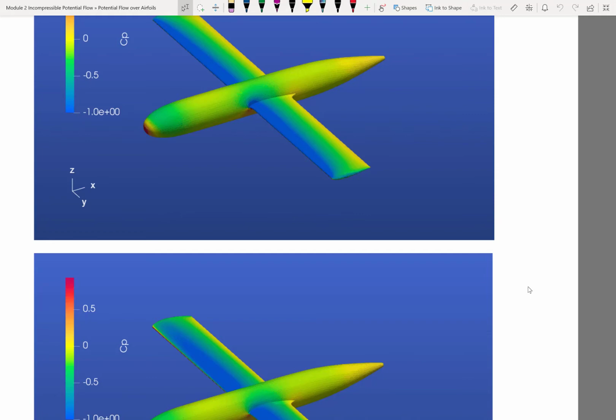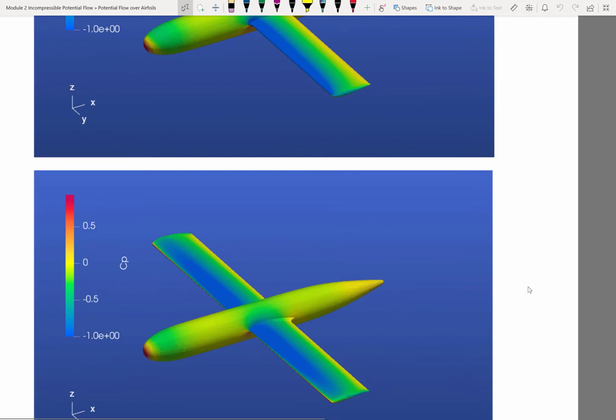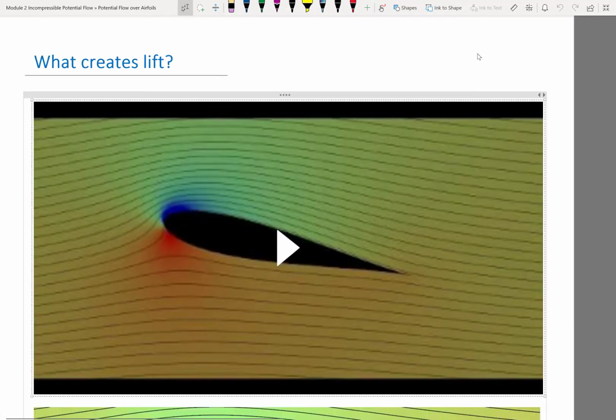But where that primary suction is depends critically on the shape of the airfoil. So for this airfoil, the primary suction is near the leading edge. But for this airfoil, the primary suction is still closer to the leading edge than the trailing edge, but it is less close to the leading edge than for the symmetric airfoil, right? Why is that? What is determining that? That's what we are going to start looking at in this class.